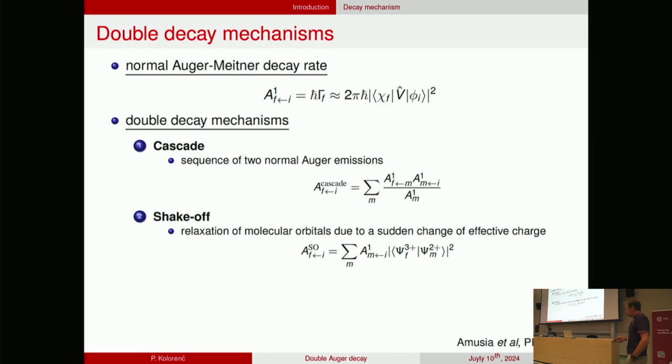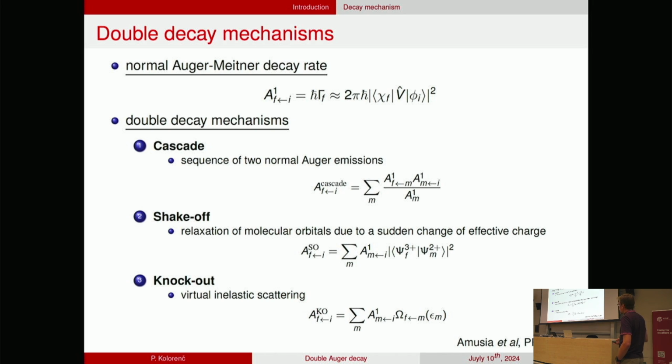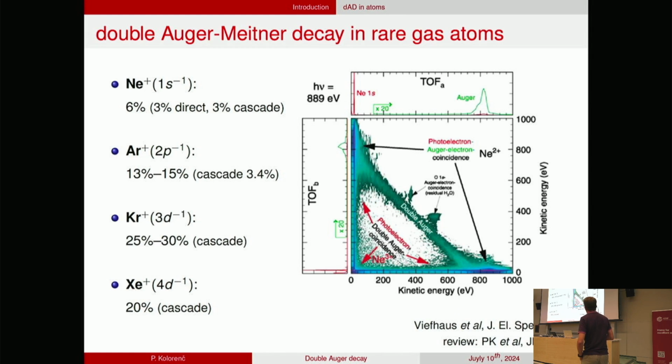one very slow. And the second direct mechanism is knockout, which is basically some inelastic scattering. The primary Auger electron is trying to escape, but it hits another valence electron, and the energy is redistributed and both go away. So again, it will be continuous energy sharing, but typically more equal.